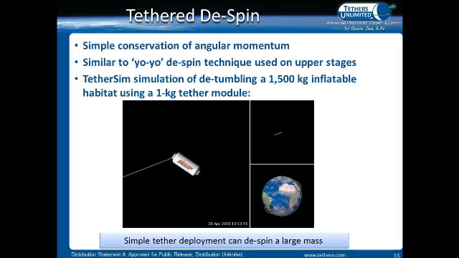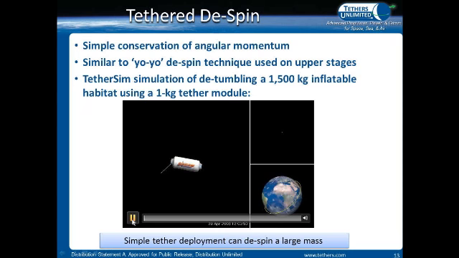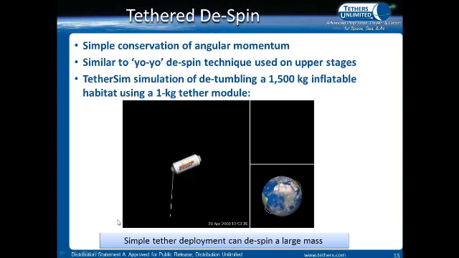I forgot I had this slide in here. This is another video, if you can click that one. This is for despinning a large inflatable habitat with a 1 kilogram tether module that, for branding purposes, was designed to fit in about a 1U CubeSat form factor, but it was really a 7-Up can. So it was a very small system, and this is obviously a sped-up simulation.